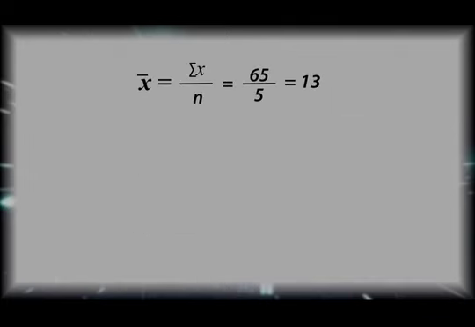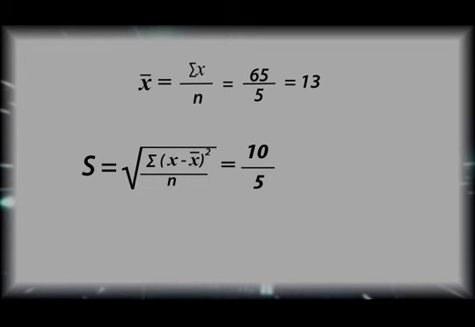Remember, our mean was 13. So now we are going to put these values in the formula for the standard deviation. The formula says the standard deviation S is equal to the square root of the sum, sigma x minus x bar squared, all over n. So substituting our answers, we get the square root of 10 divided by 5, and that gives us the square root of 2, which is equal to 1.41.